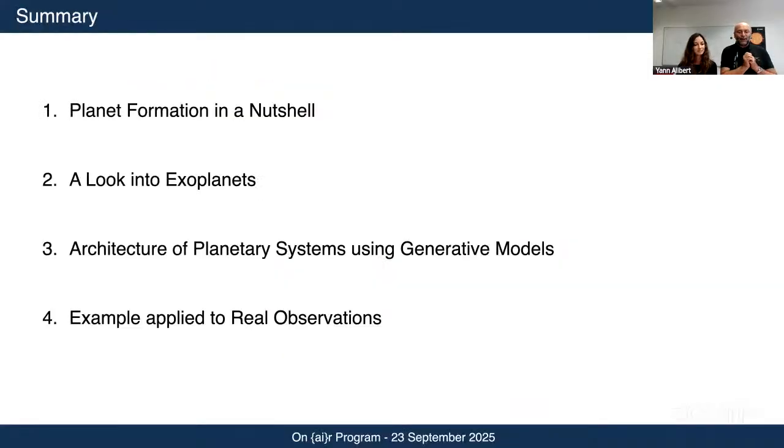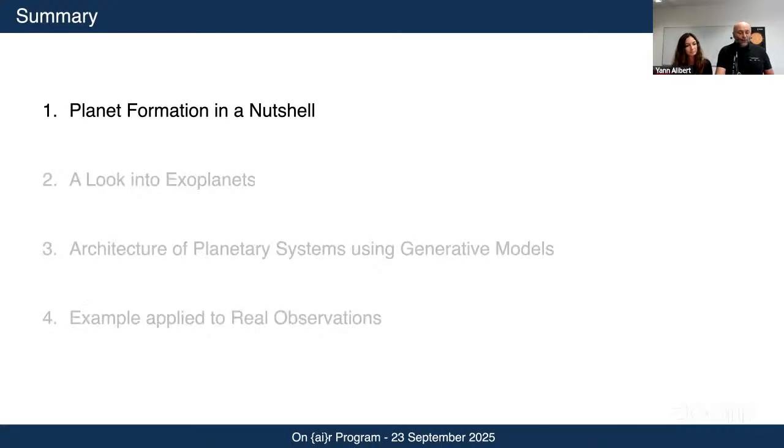This is what we will address today. I will start by explaining very rapidly what planet formation is, and then we will have a look at exoplanets, so planets outside the solar system. Then I will hand over to Sara, who will explain what the architecture of planetary systems is and how we can study this using AI and generative models. And then we will give some examples at the end about real observations.